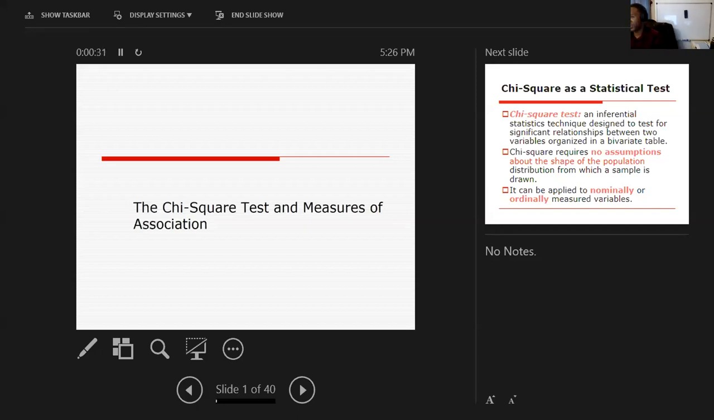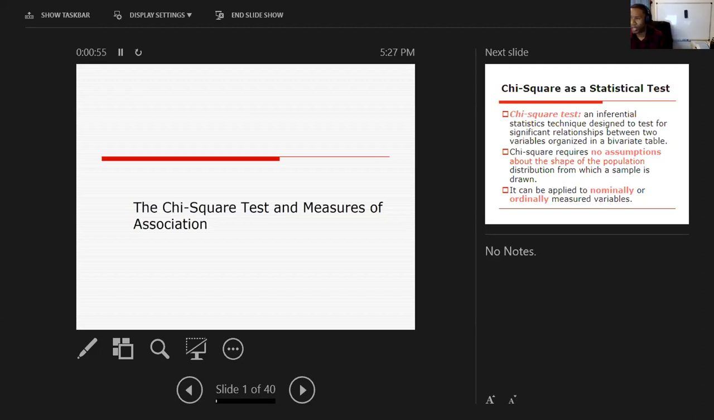And it's similar to the t-test in the sense that you're testing a hypothesis about a population based upon sample statistic data, okay? So what we're doing is inferential statistics. We have a population we're concerned about. We don't have access to the entire population, so we pull a sample from that population and use that sample data to test the hypothesis we have about the population.